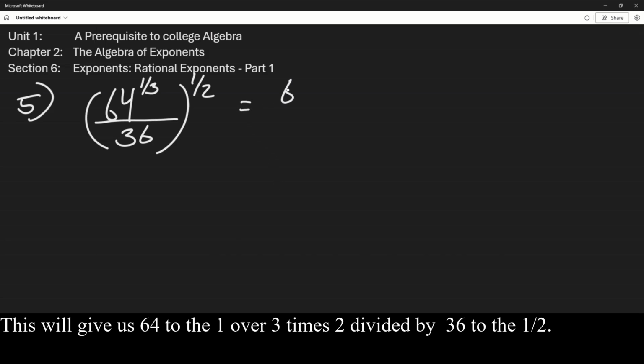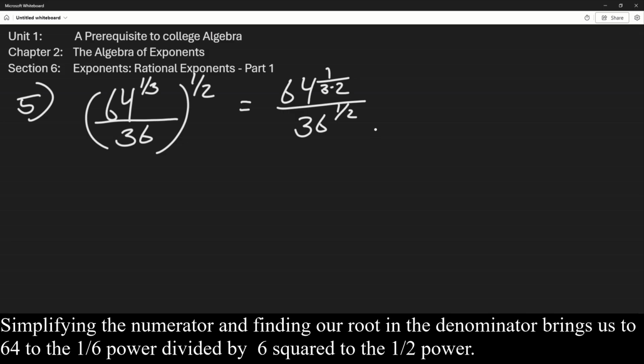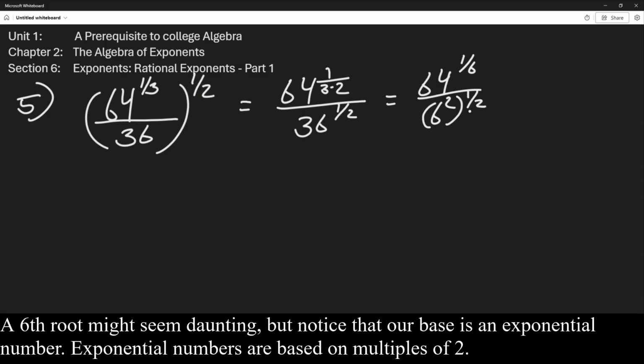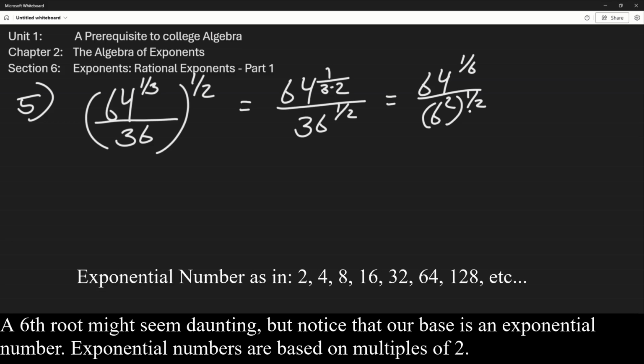This will give us 64 to the 1/3 times 2 divided by 36 to the 1/2. Simplifying the numerator and finding our root in the denominator brings us to 64 to the 1/6 power divided by 6 squared to the 1/2 power. A 6th root might seem daunting, but notice that our base is an exponential number. Exponentials are based on multiples of 2.